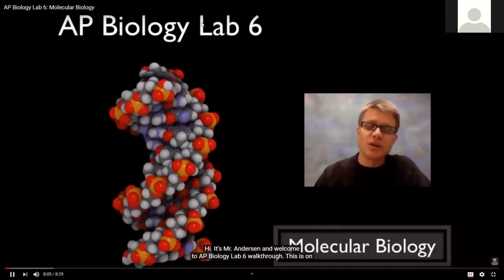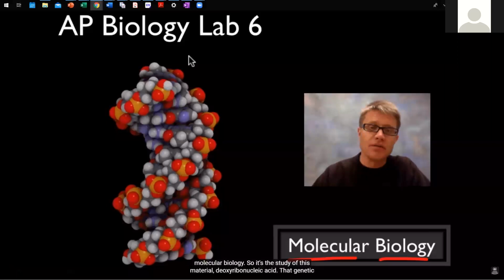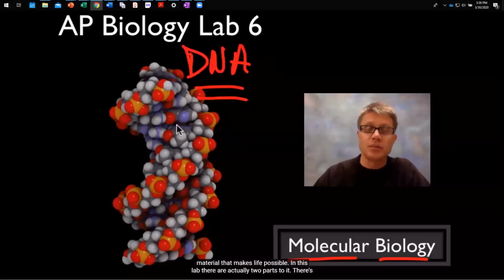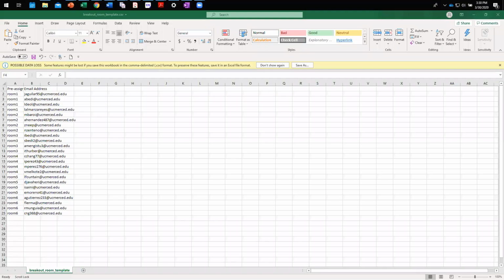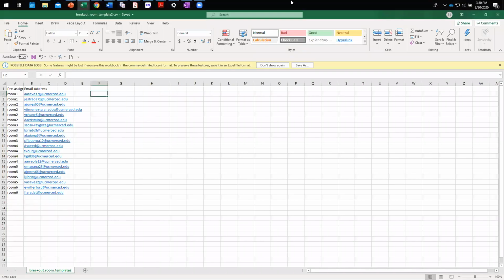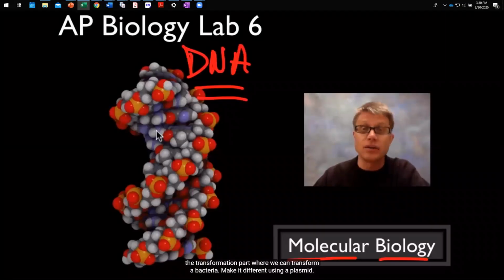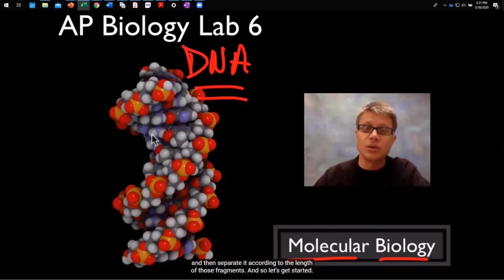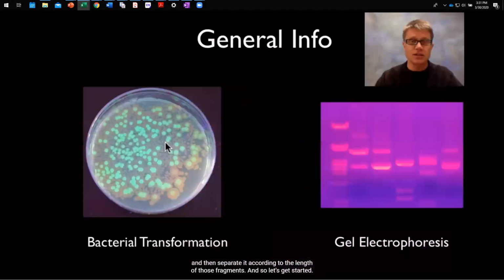Hi, it's Mr. Anderson, and welcome to AP Biology Lab 6 walkthrough. This is on molecular biology. So it's the study of this material, deoxyribonucleic acid, that genetic material that makes life possible. In this lab, there are actually two parts to it. There's the transformation part, where we can transform a bacteria, make it different using a plasmid, and then gel electrophoresis, how we can separate DNA, how we can digest it, break it into fragments, and then separate it according to the length of those fragments. And so let's get started.